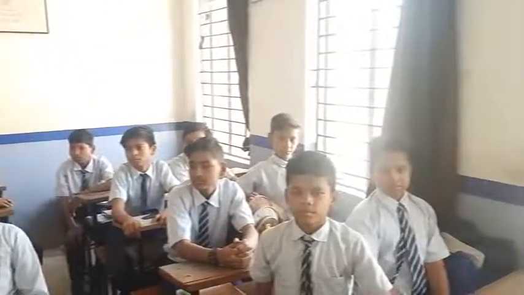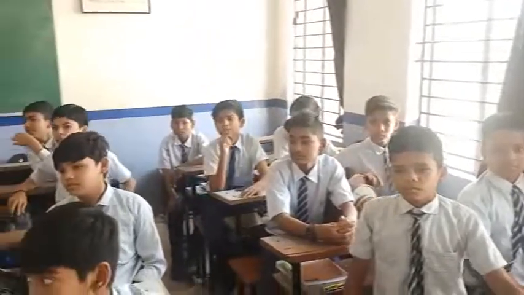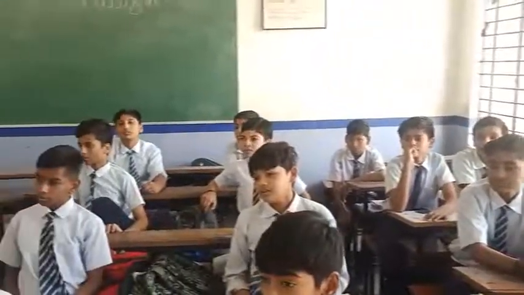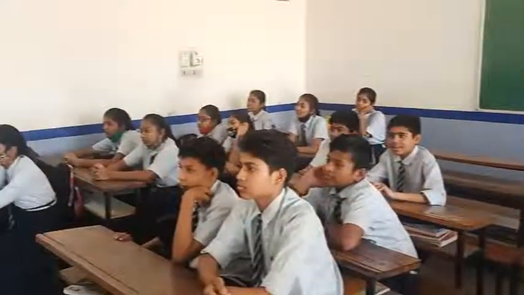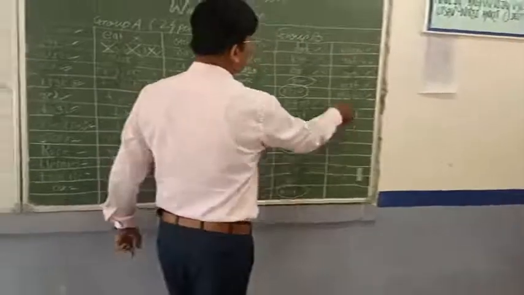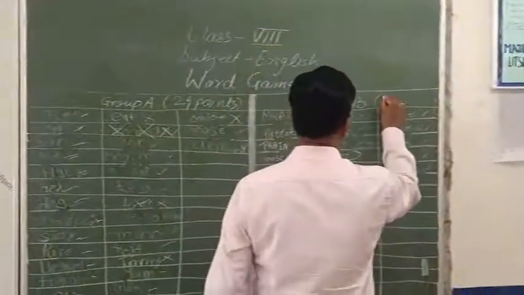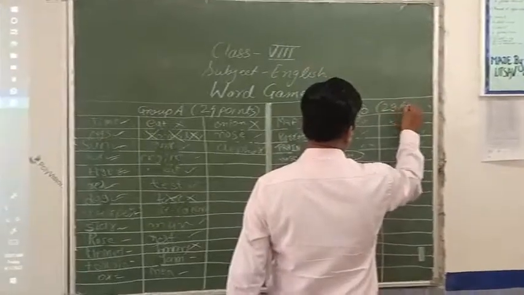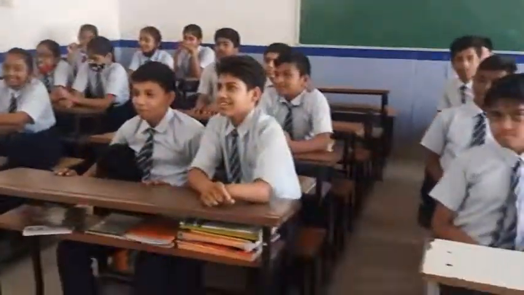1, 2, 3, 4, 5, 6, 7, 8, 9, 10, 11, 12, 13, 14, 15, 16, 17, 18, 19, 20, 21, 22, 23, 24, 25, 26, 27, 28, 29 points. So, which group is the winner? Group B is the winner.